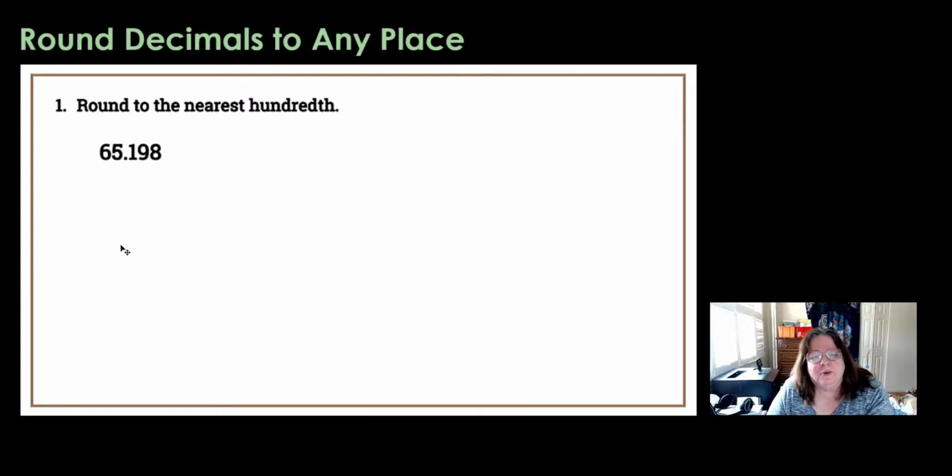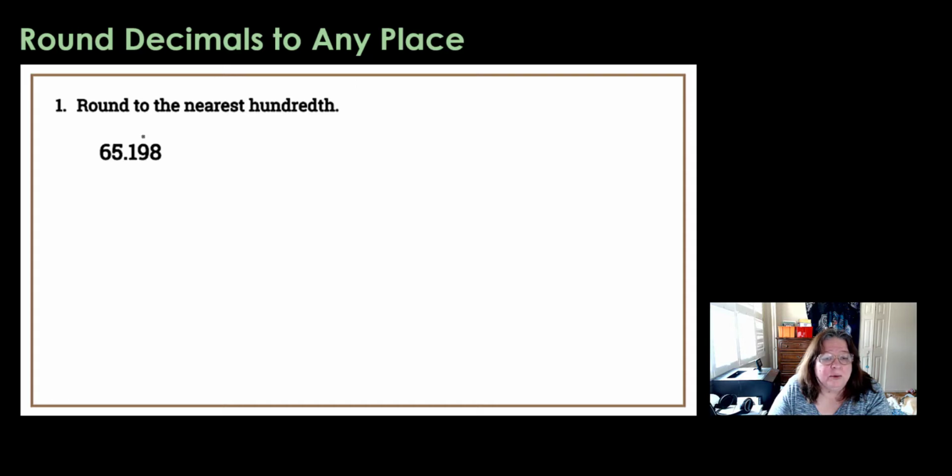Today we're going to look at rounding decimals to any place. And when it says any place, that means any place value. So our problem here, number one, round to the nearest hundredth. Well, we need to figure out which is the nearest hundredth. I know my tens, my ones, my decimal. Then I have my tenths and my hundredths and my thousandths.